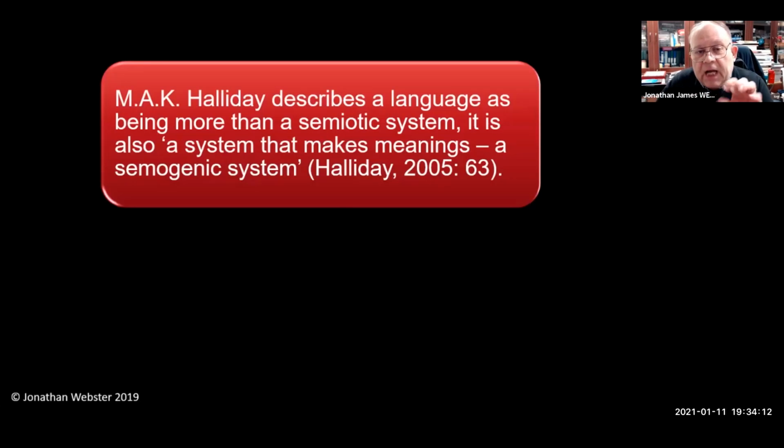Well, Halliday describes a language as being, he says, more than a semiotic system. What is a semiotic system? What is a semiotic system? A system of meaning, right? What other semiotic systems are you familiar with?